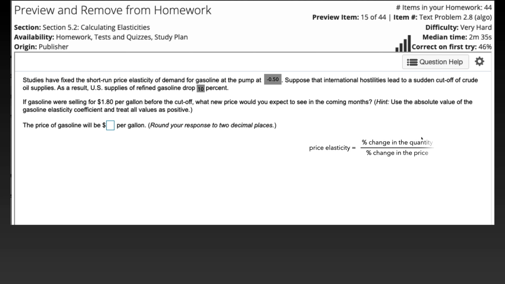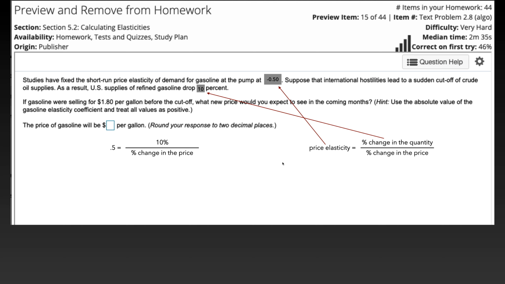So we remember the price elasticity is equal to the percent change in the quantity divided by the percent change in the price. We are given the price elasticity and we're given the percent change in the quantity. So we can insert them into the formula, and now we have to find the percent change in the price. To do this, we do some very basic algebraic manipulation.